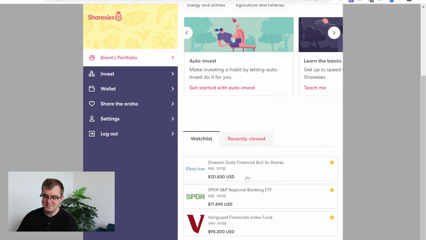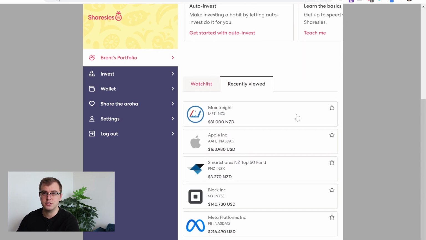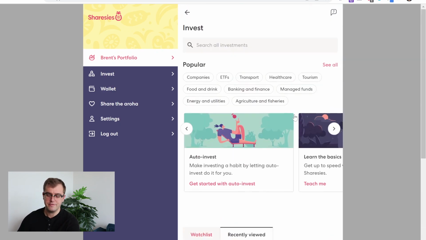If we scroll down, we can see our watch list that we set up earlier, which is where we screen for ETFs that are in the banking sector. So we can see here the 3, and that means that in the future we can track the price movements, and at a later time we can make that investment. You also have the option here of looking at recently viewed, and that's where you might have looked at something previously, forgot to watchlist it, and you want to refer back to it. So that summarizes everything we can do on the invest screen.